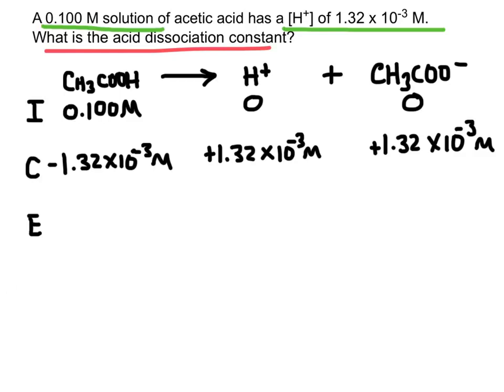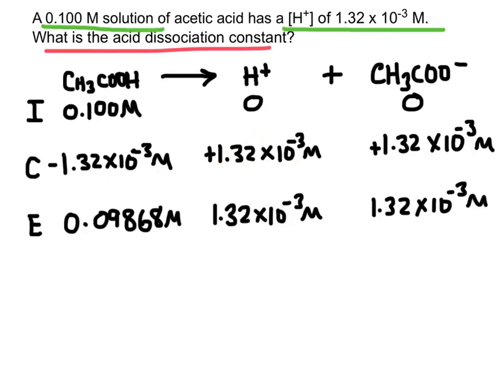Finally, we'll see what the result is. We call this the equilibrium. And so this is commonly called an ICE chart, the thing that we're creating here. It starts with the initial amounts, the change, and then the equilibrium. All we do is look at each column and just do the math here. So we'd have 0.1 minus 1.32 times 10 to the negative 3. Then over here we're just adding that amount.